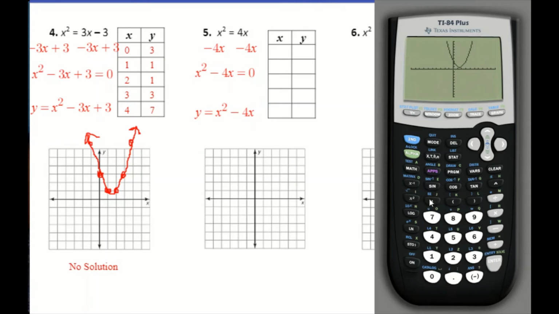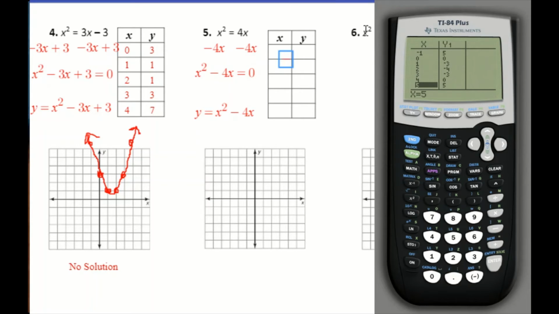Back to the calculator, hit y equals, clear out the last problem. Here we've got x squared minus 4x, and we're going to look at the table. Negative 1, 5, that looks like that's going to work. Negative 2, 12 is going to be off the grid. So let's start with negative 1, 5.